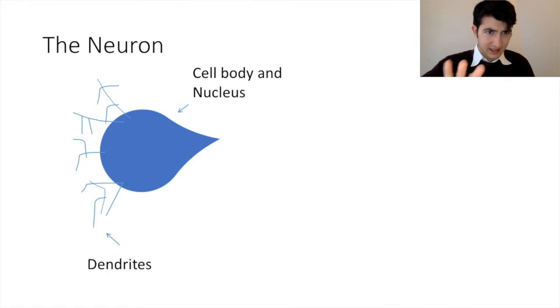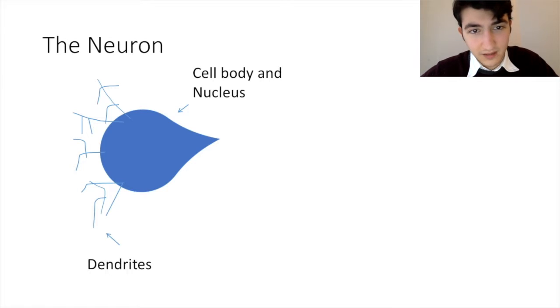And you can really see that the dendrites are branching out, and that's to cover a lot of area so that they can really receive information from other neurons. So let's zoom in on these dendrites, because these dendrites are where that information processing begins.